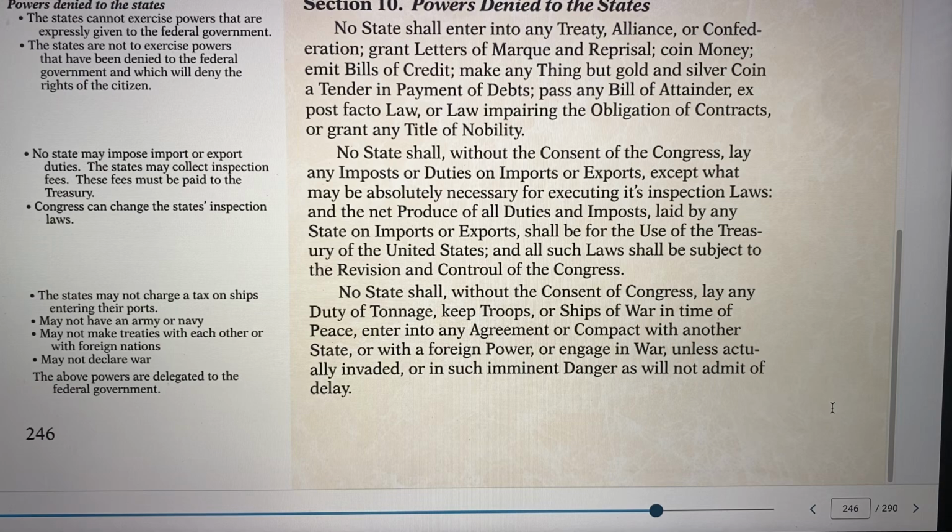They may not have an army or a navy. A state can't say, this is our own army or this is our own navy, right? They may not make treaties with each other or with foreign nations. One state, like the state of California, can't make a treaty with Russia or something. A state may not declare war, and that's what happened in the Civil War, where the states withdrew from the Union and declared war. But it's saying here that states cannot declare war. The above powers are delegated to the federal government. So these powers, declaring war and having an army or a navy and making treaties, are for the federal government, not for the states.